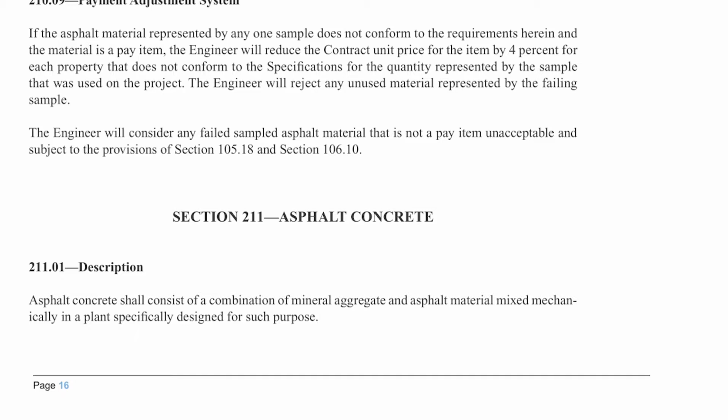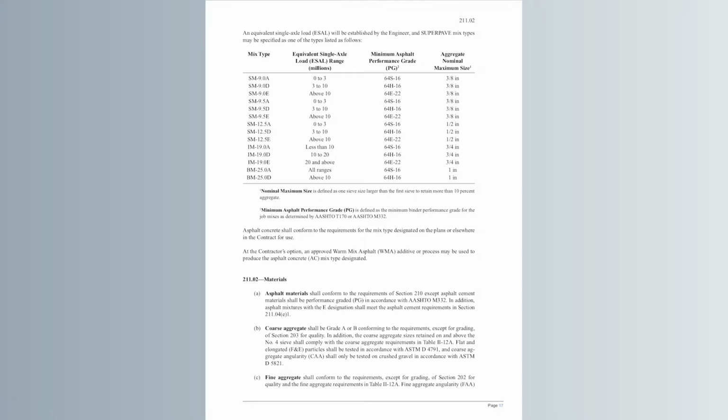211.01 is just the description of the specification. It's saying that this specification will oversee our Superpave mixes. The chart in Chapter 211.01 will give you all of your mix types that you will see in your contracts, as well as your minimum asphalt performance grade that's required for those mixes.